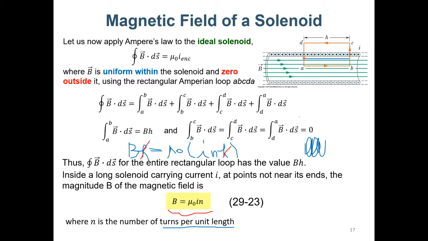Which means if you want to generate a stronger magnetic field, we need to make the solenoid as thin as possible. You hope to pack more and more windings in unit length. And of course, the other way is to increase the current. μ0 is of course a constant.